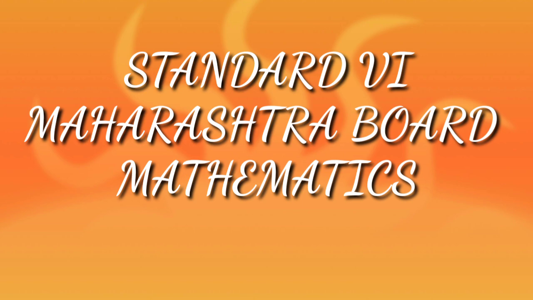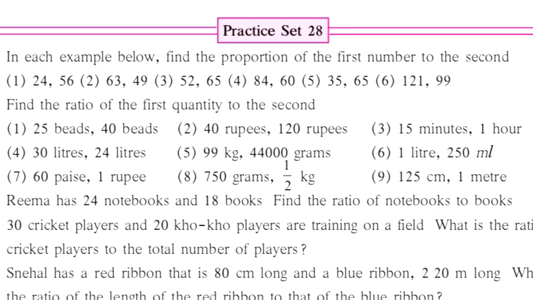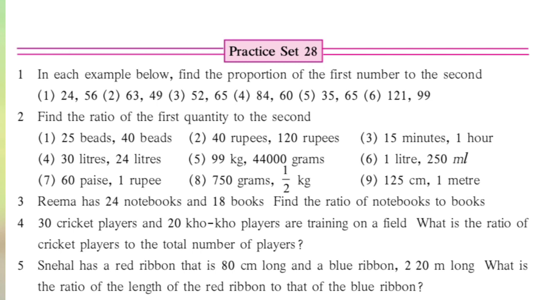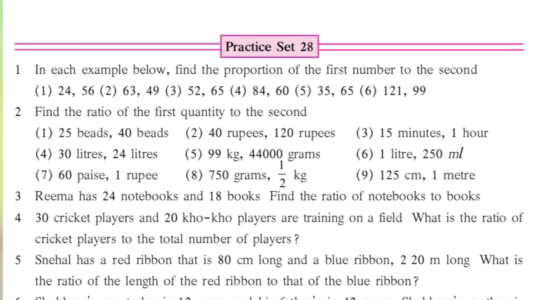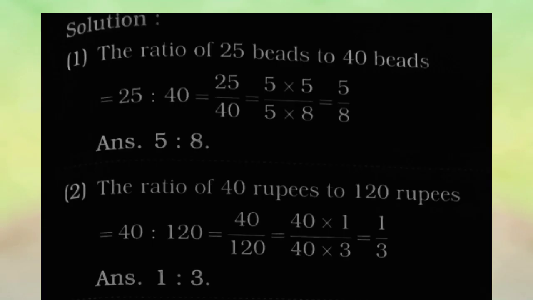Children, here the second question is find the ratio of the first quantity to the second. See, the first question is 25 bits and 40 bits. In this second question, there are 9 questions. So, now we will solve this question number 2. Already we have solved the word problems. Now let us start. Here the first question is 25 bits to 40 bits. So, we'll divide here with the 5. Answer is 5:8. In the second question, the ratio is of 40 rupees and 120 rupees.